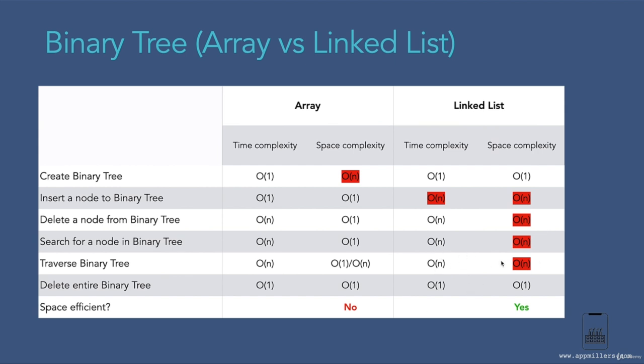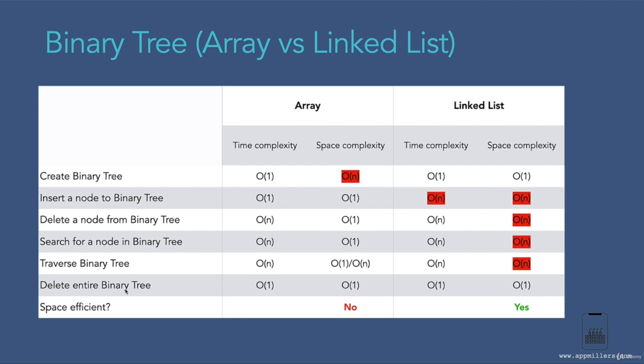But for the space complexity, for pre-order, in-order, and post-order traversal, we are calling this method recursively, that's why it takes O(n) space complexity. But for level order, we are creating a queue and enqueuing all the elements of the binary tree to this queue, so that's why it takes O(n) space complexity.